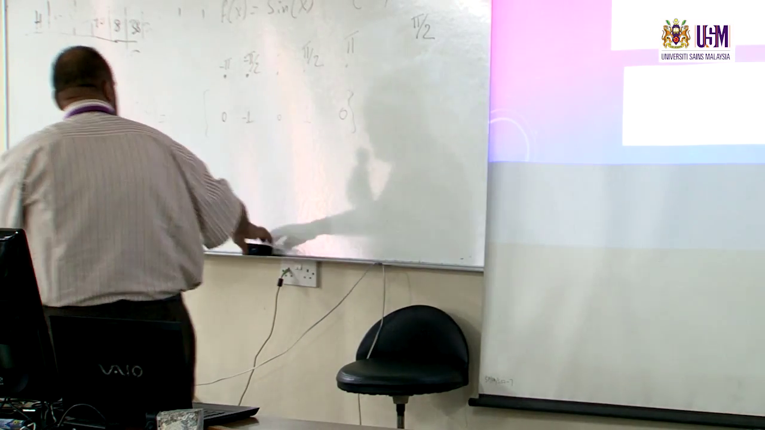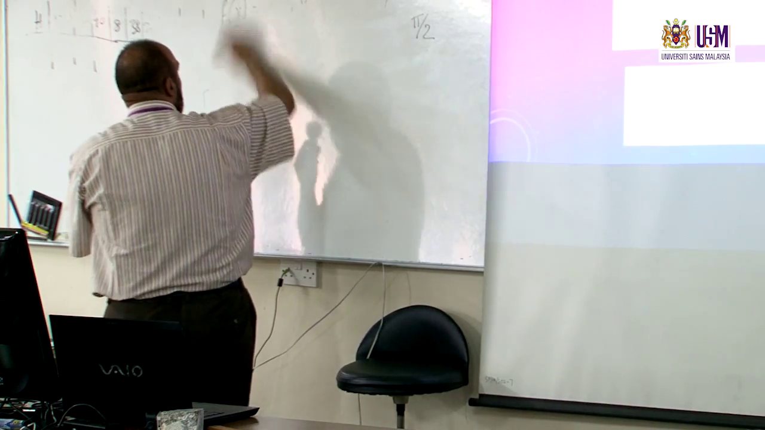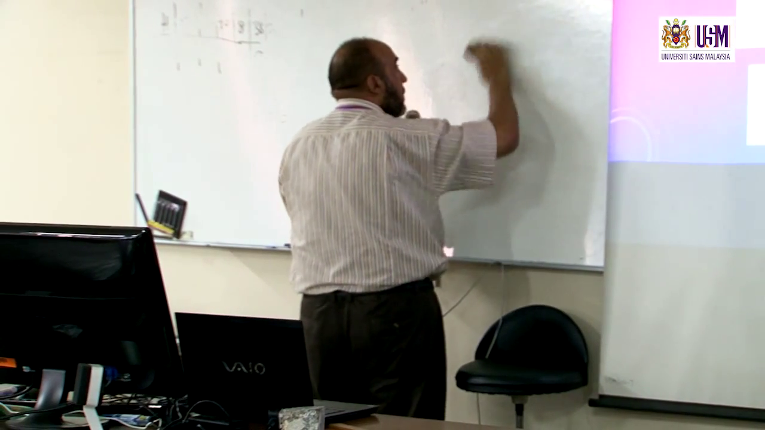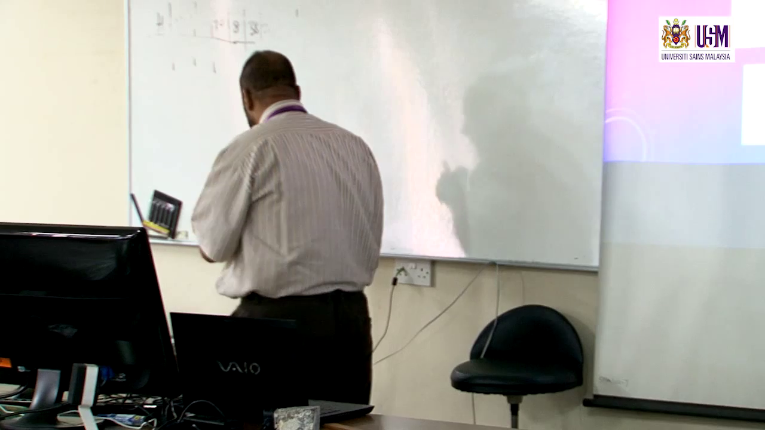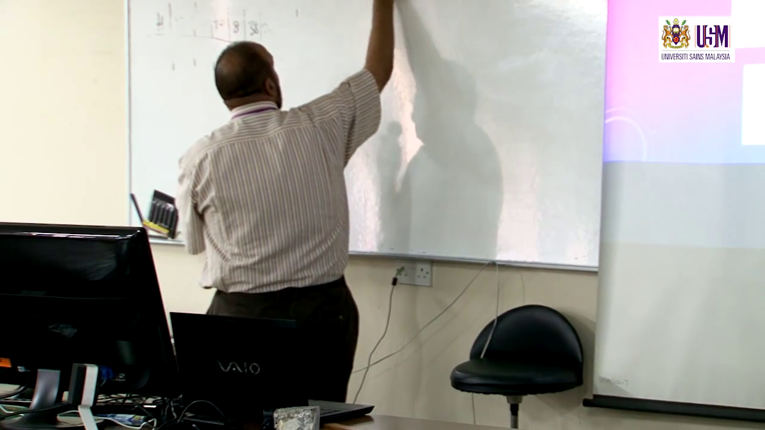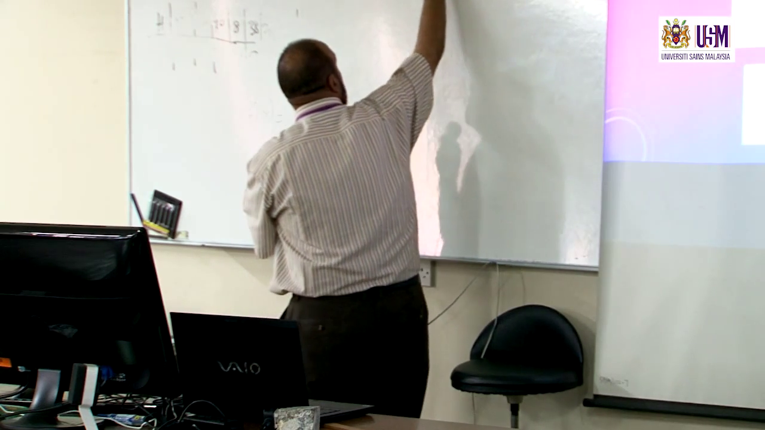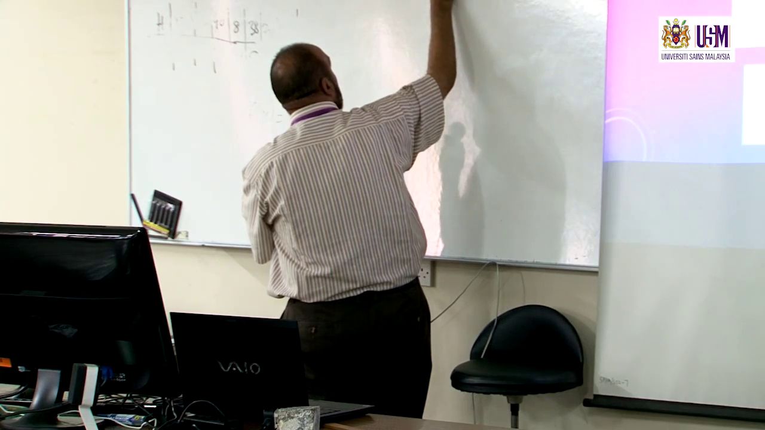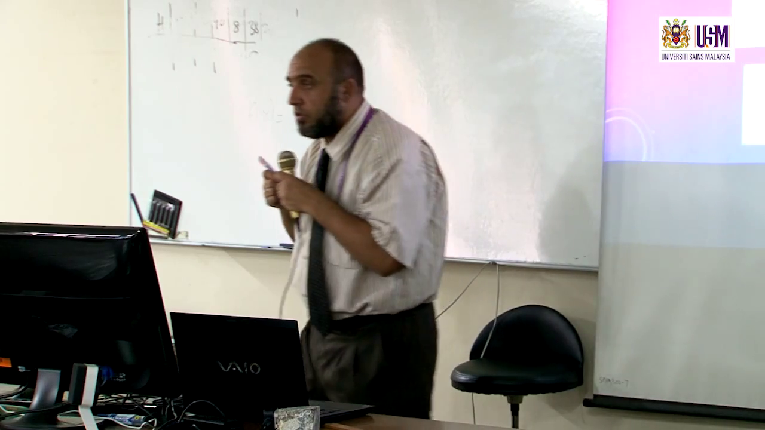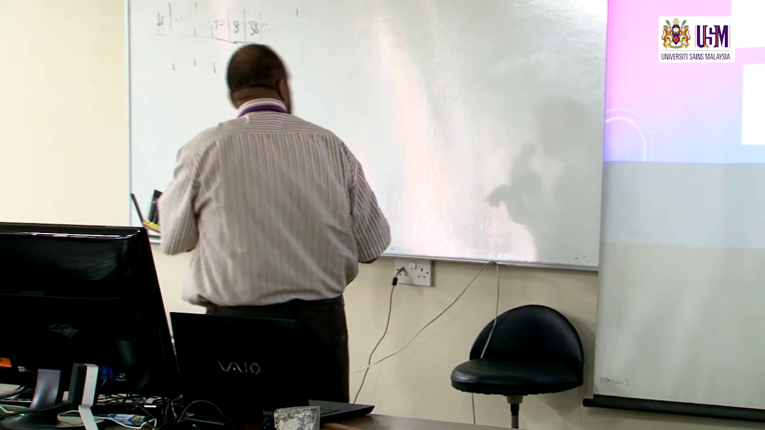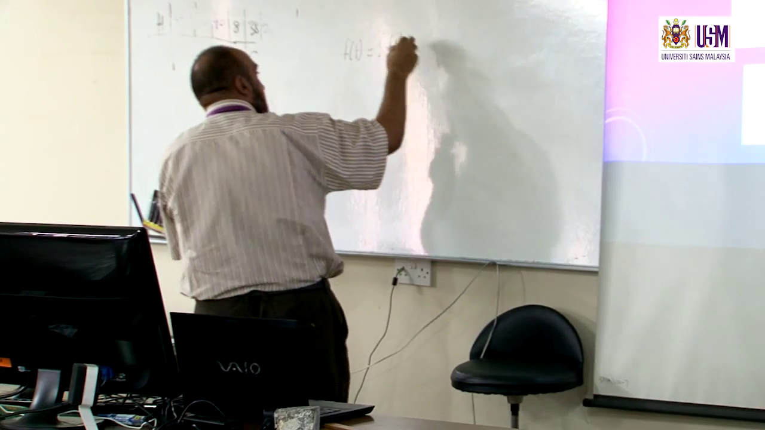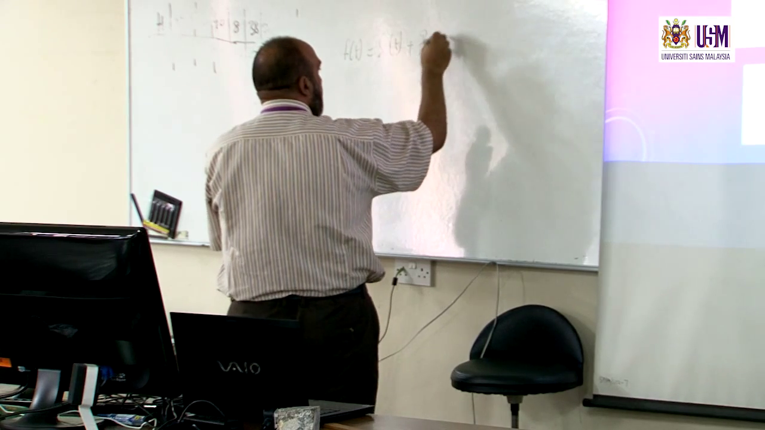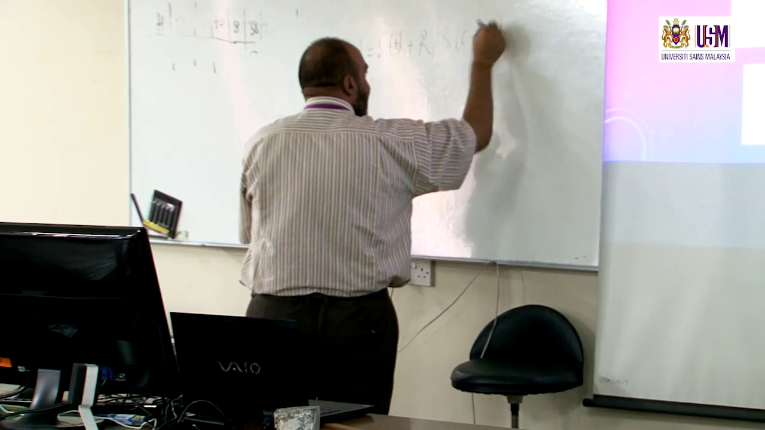If I'm going to evaluate this expression, I think we agree that for delta T, I have only two values: one when T equals 0, and 0 elsewhere. So if I'm going to evaluate the expression F of T equals delta T plus R1 delta T minus tau.